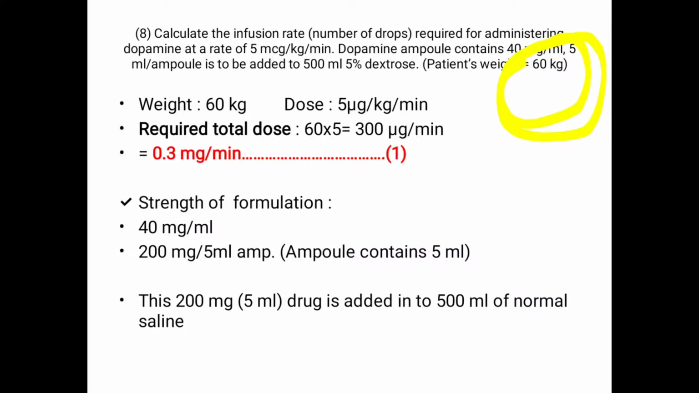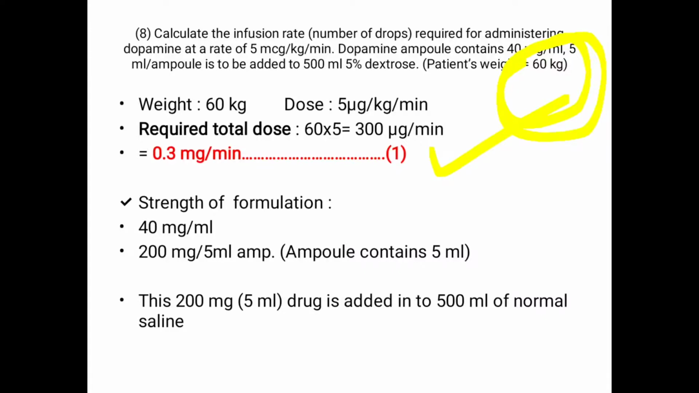So again we will use that formula: required dose is weight into the dose given, that is 5 microgram per kg per minute. So required dose will be 60 into 5, that is 300 microgram per minute. After we convert this microgram into milligram, by making the first equation, that is 0.3 mg per ml, that is our first equation.